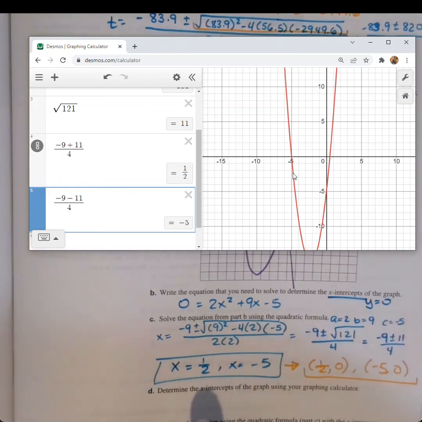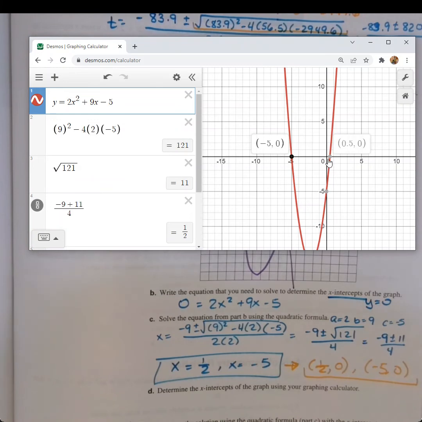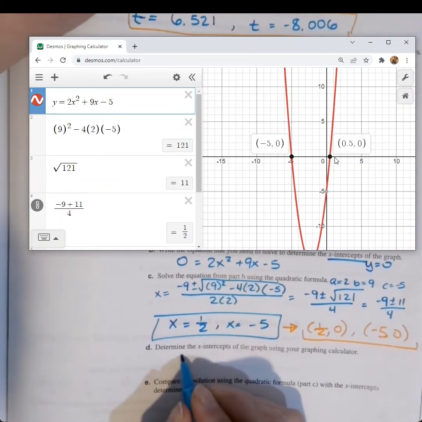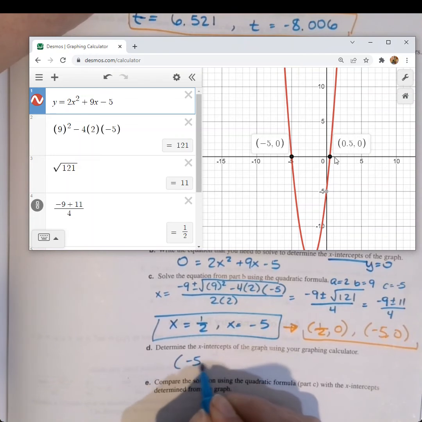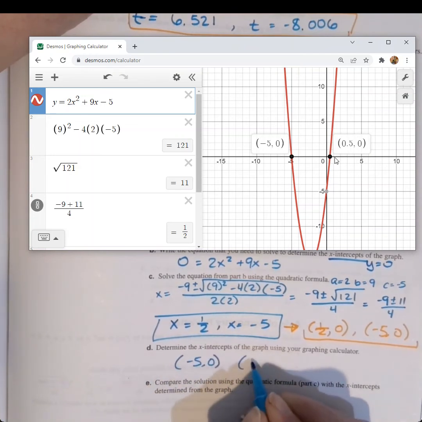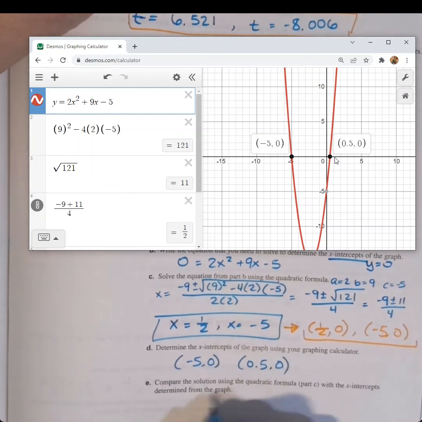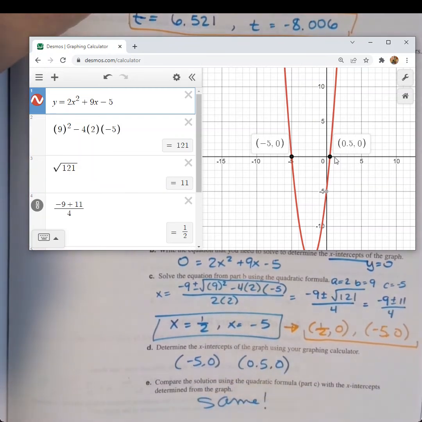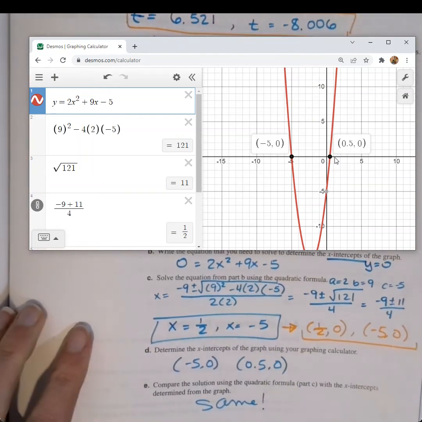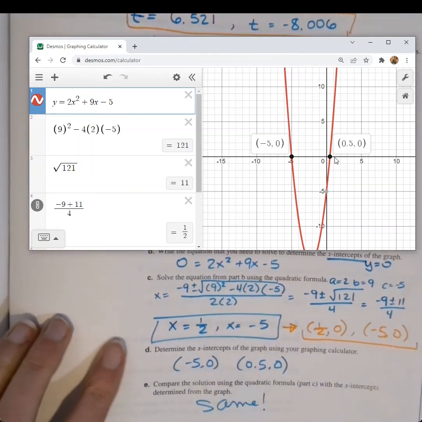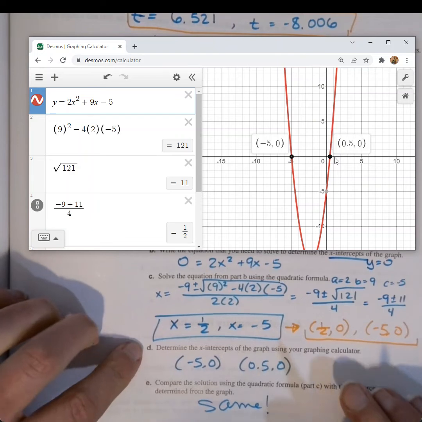How do these compare to the graph? All right, so on the graph, they are -5, 0, and 0.5, 0. So compare, they are the same as what we have, just the difference of fraction form versus decimal form, but the values are the same. Good news.